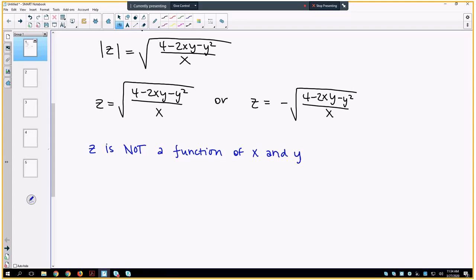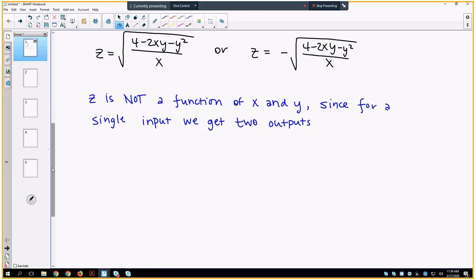Because if I put in one input, I can get two possible outputs. So for a single input, we get two possible outputs. And so it's not a function.